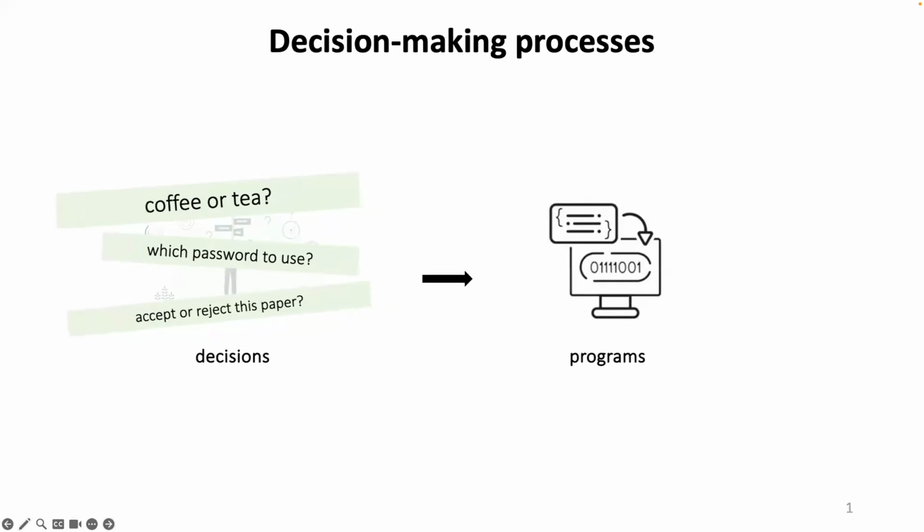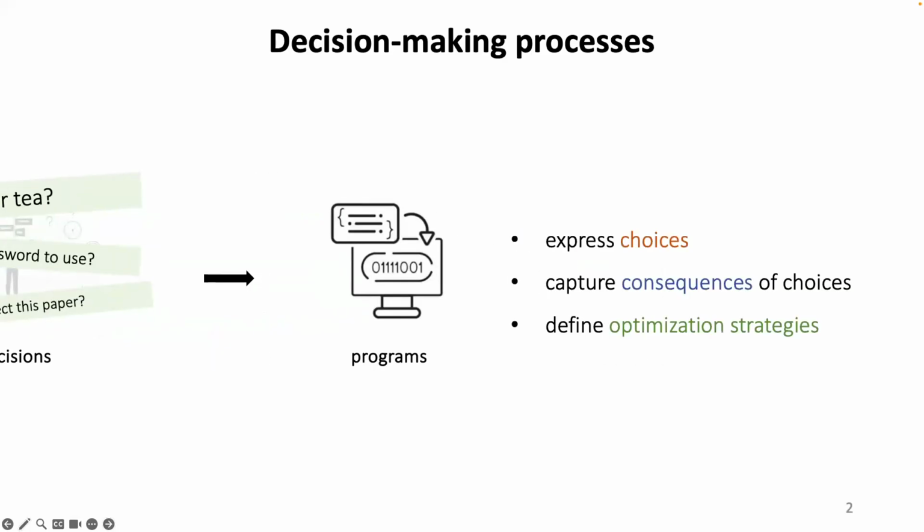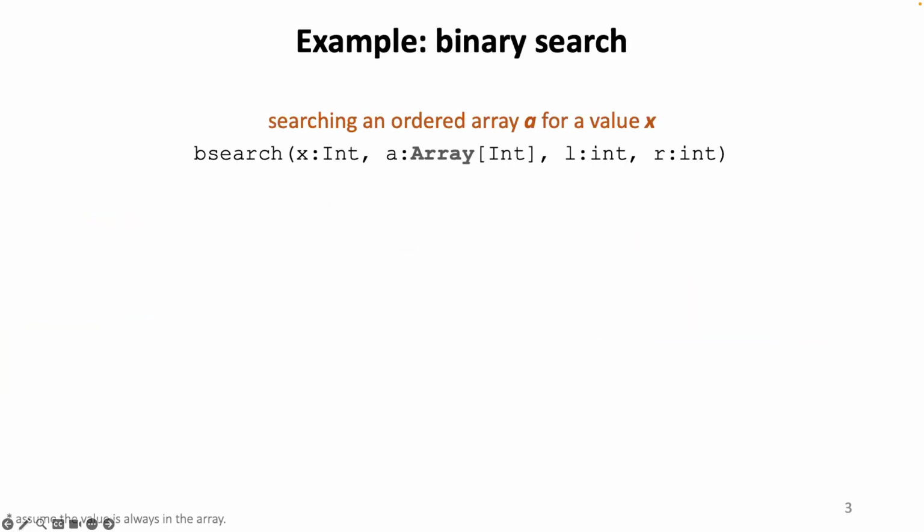In order to do that, we would need the program to be able to express decisions as choices and capture consequences of choices, and then based on the consequences of choices, define optimization strategies. As a concrete example of such decision-making programs, consider implementing a binary search algorithm that searches an ordered array A for a value X.